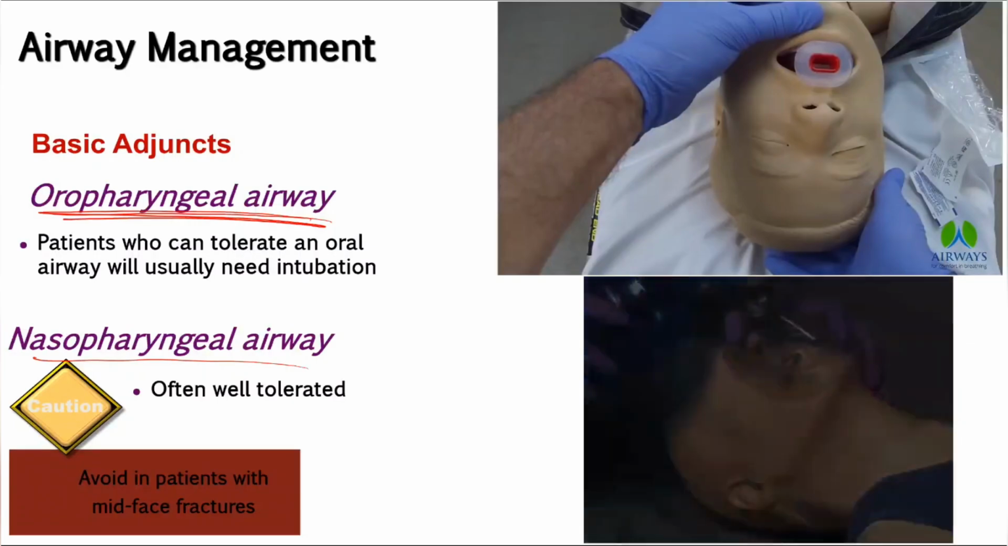I have to tell you two other things. If a patient can tolerate an oral airway, it means the Glasgow coma scale is very low. It means that the patient needs a definitive airway, which is intubation. Another thing is that the nasopharyngeal airway is often well tolerated, but try to avoid it in patients with mid-face fracture because there might be a basal skull fracture and it may go wrongly into the brain.